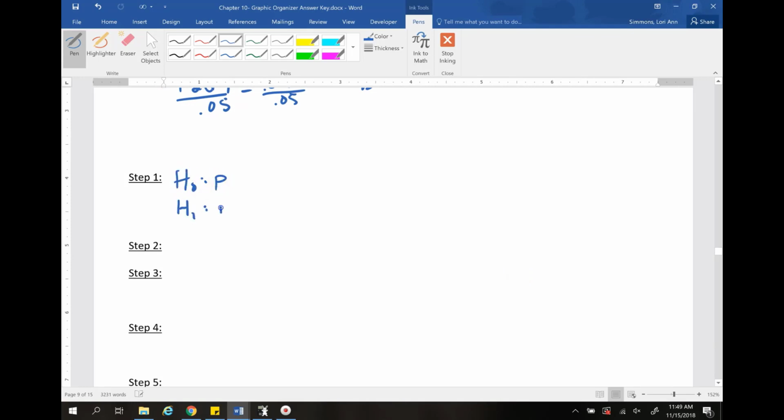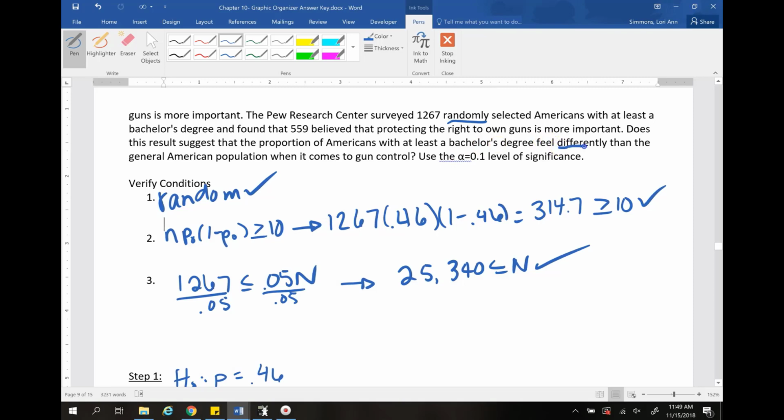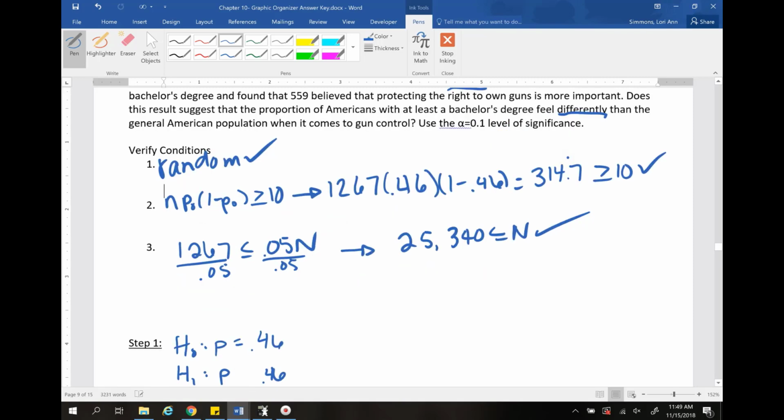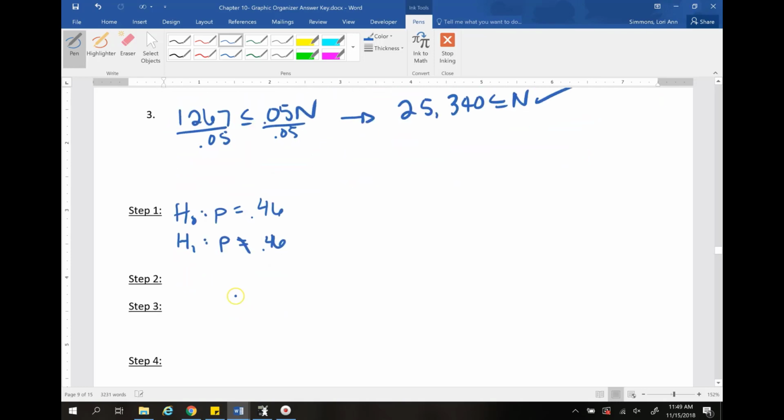Okay, we're working with proportions, so put p there. We know our null has to have the equal. I'm working with 0.46. The keywords here are feel differently. If you go back to 10.1, the keyword differently is going to be your two-tailed keyword. So we're going to put not equal. Step 2 is your alpha. Up above it says your alpha is going to be 0.1.